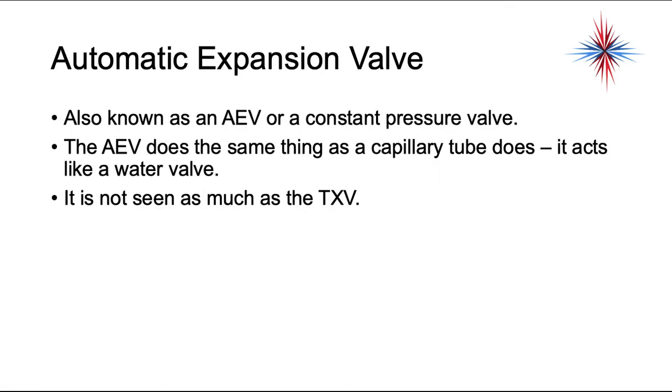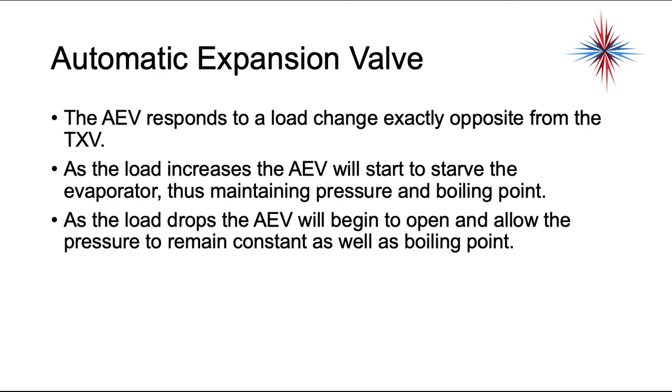Now, let's shift gears a little bit and talk about the AEV, or the automatic expansion valves. Automatic expansion valves are known as an AEV, or a constant pressure valve. The AEV does the same thing as a cap tube does. It acts like a water valve. You don't see them as much as TXVs, and you rarely see them in air conditioning. But we're still going to go ahead and go through this.